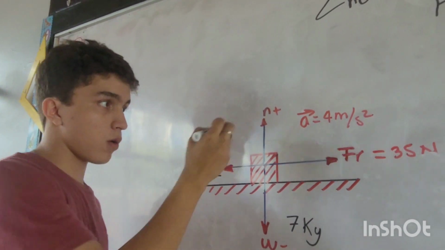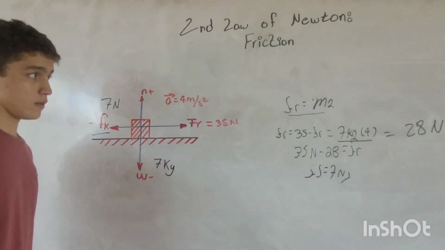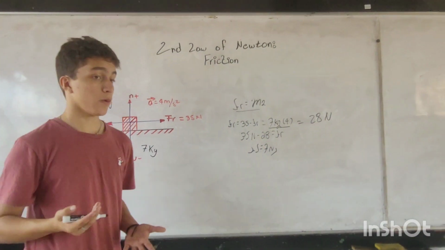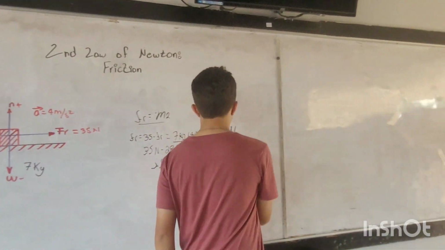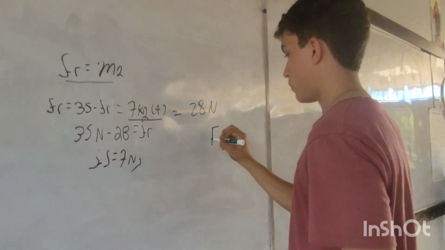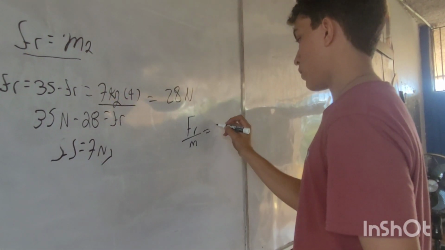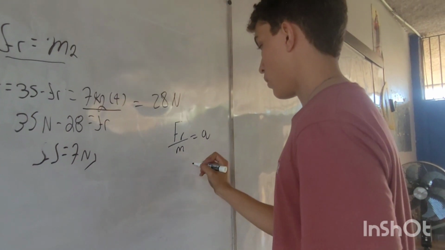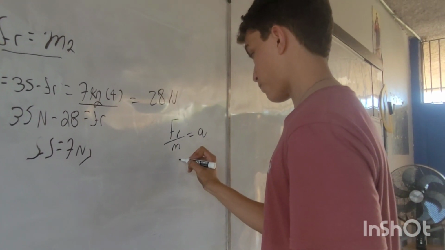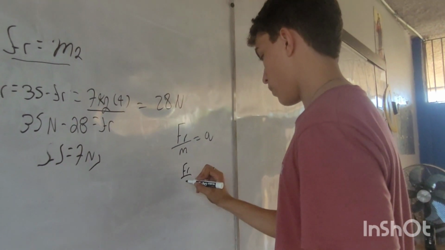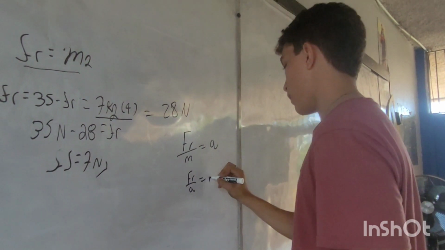So we have our graph completed, and if you have questions about the variation of this formula, these are the friction over mass equals the acceleration and the friction over acceleration equals the mass.